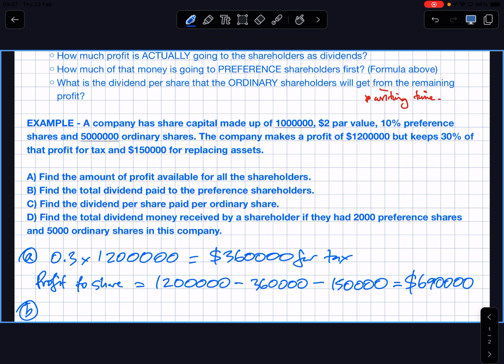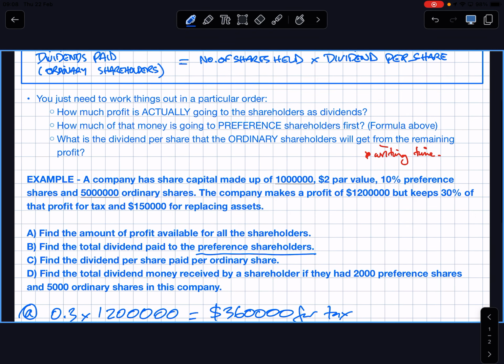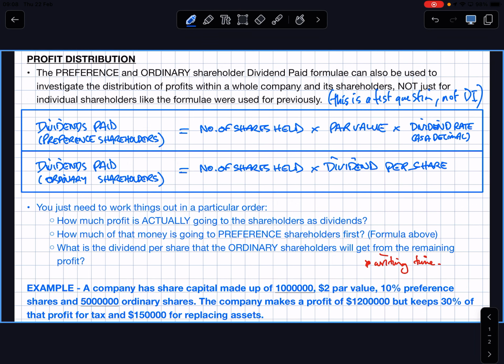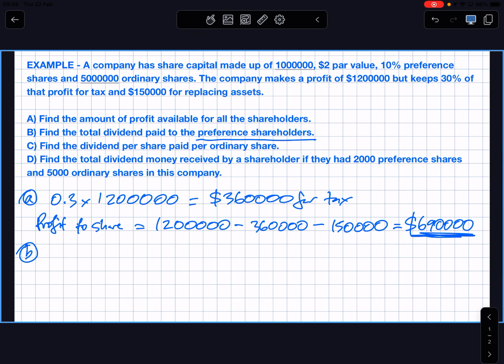B, find the total dividend paid to the preference shareholders. So we've just worked out that 690 grand is going to be shared. But what's special about preference shareholders? They get a set percentage of that. They're always going to get that. How do I find the dividend paid to all the preference shareholders? I have the dividend paid formula up here. Dividend paid for preference shareholders is number of shares times by the par value times by the dividend rate.